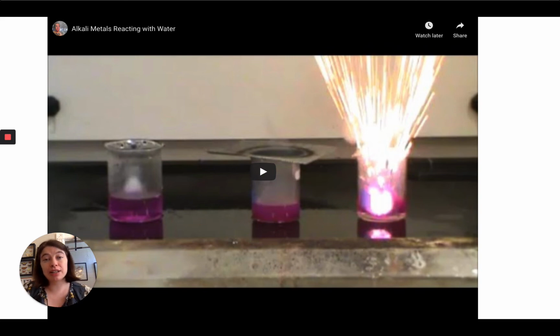If it's clear, that means there are the same number of hydrogens and hydroxides. But when it turns magenta, that means there are more hydroxides present than hydrogens. That happens because the hydrogens are leaving. They're basically being kicked out by the alkali metals. So one of the properties that you should write down for the alkali metals is that they explode on contact with water.